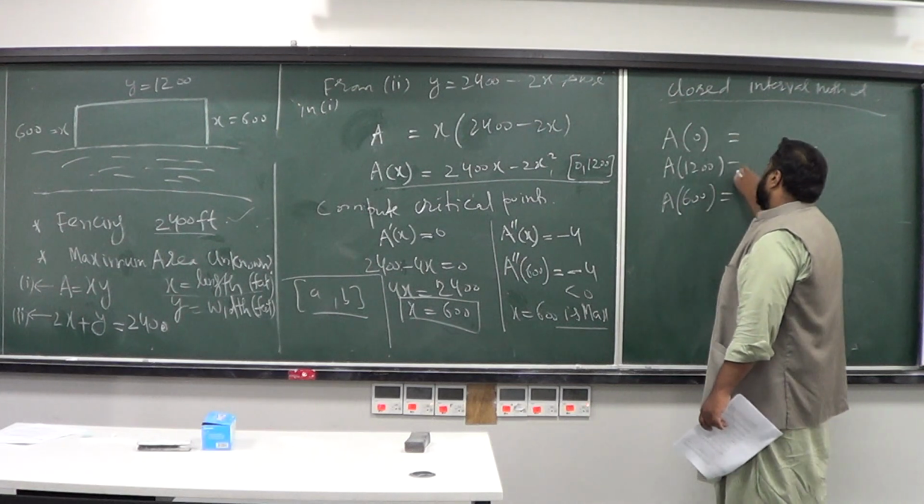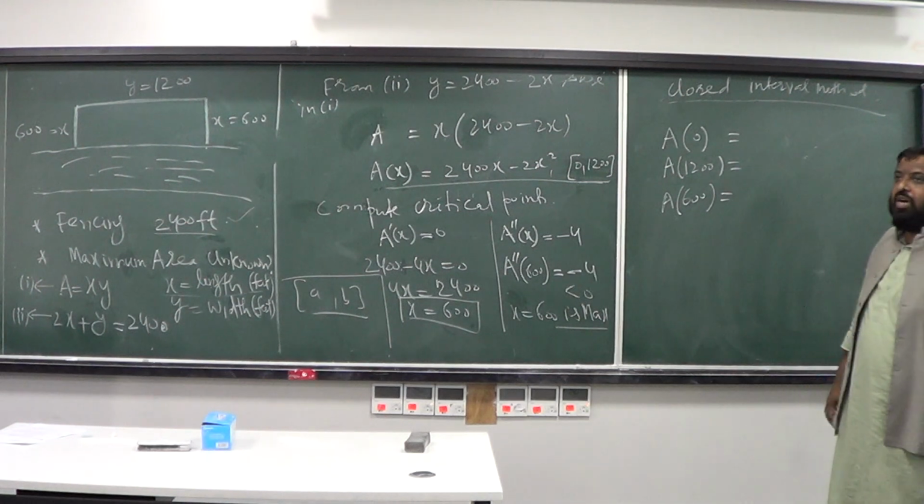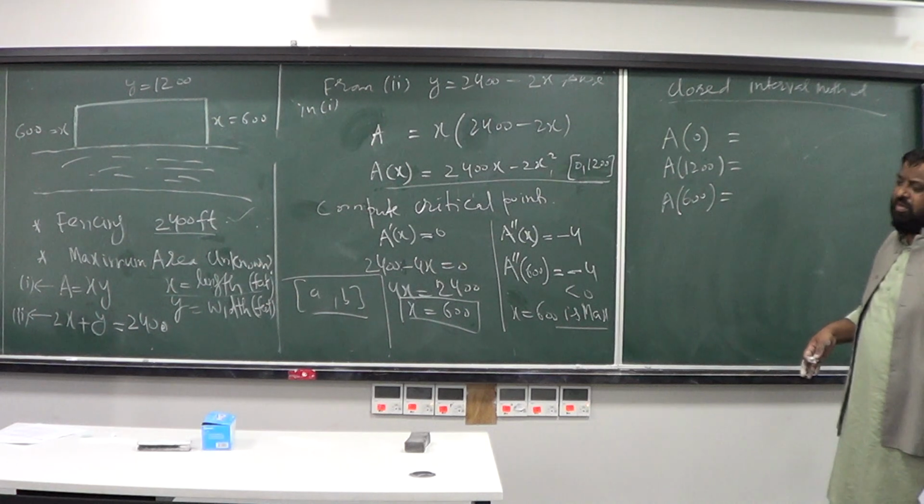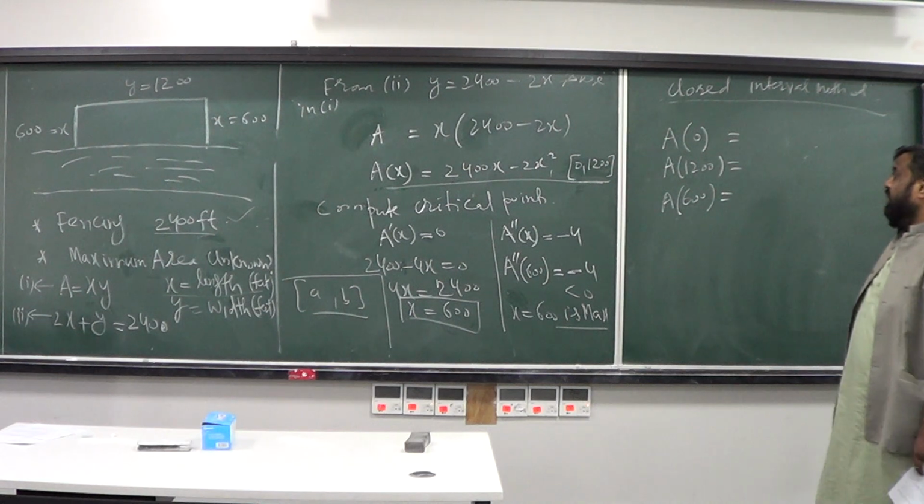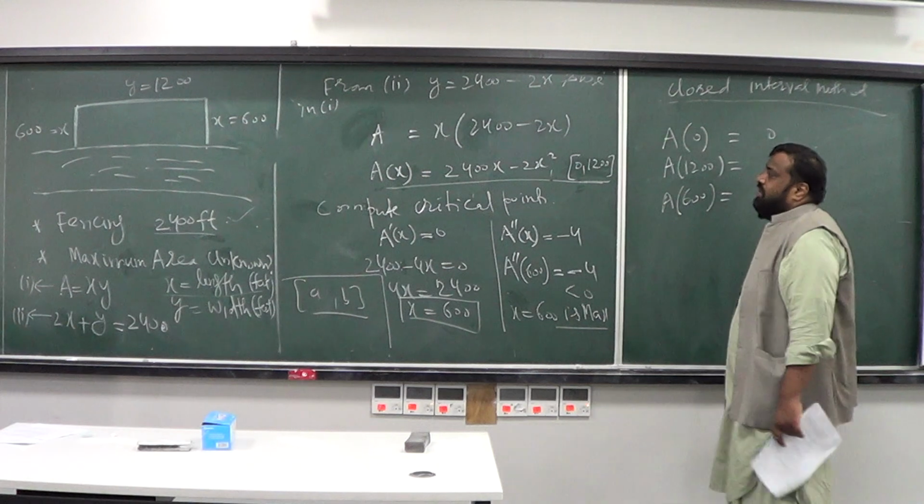So if you compute your value at these 3 points, whatever gives you the maximum value would be the point at which the area would be maximum. So what would be A of 0, for example? A of 0 for sure is going to be 0.